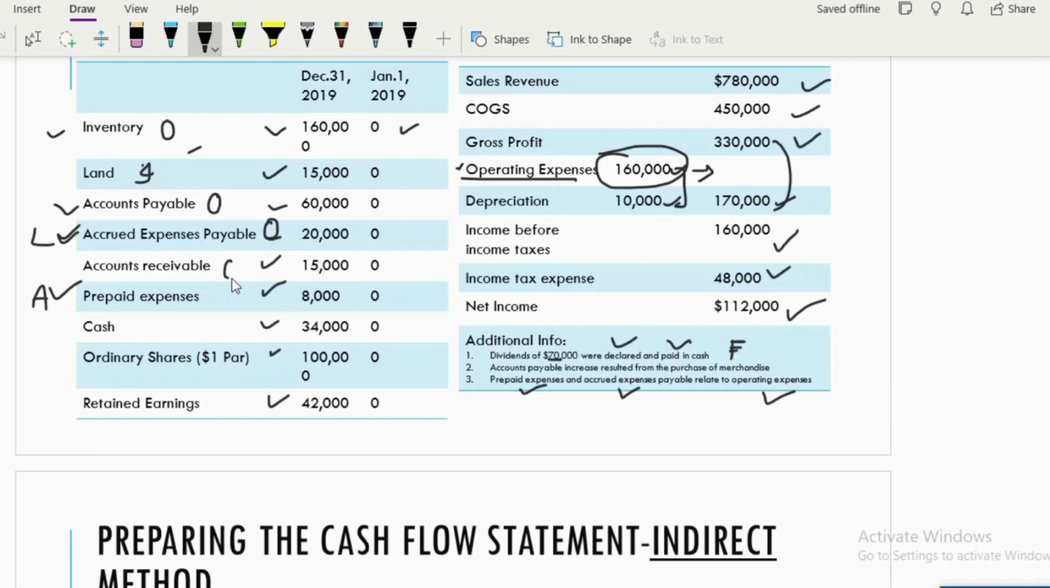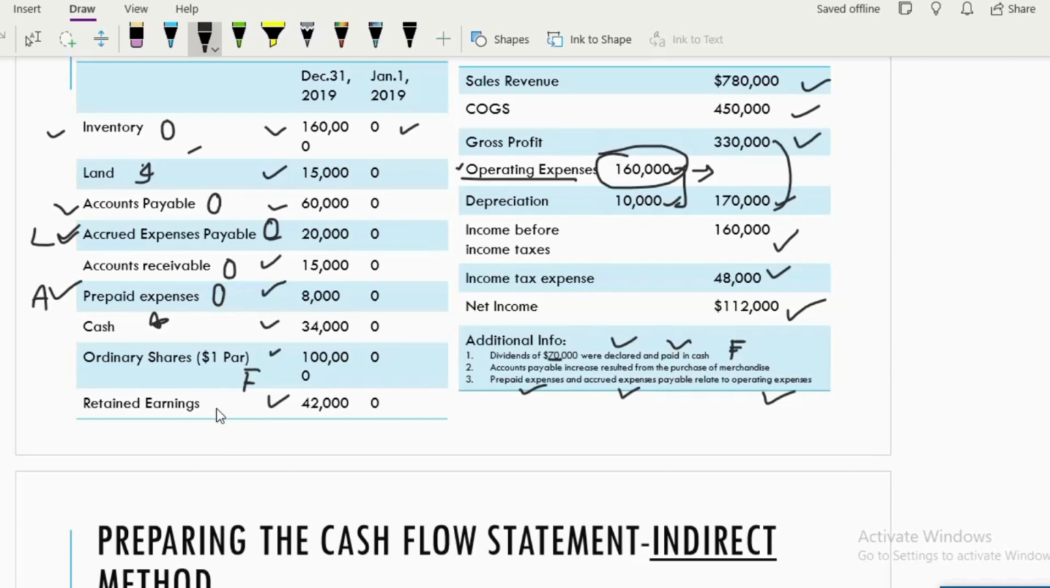Accounts receivable, operating activity because they are current assets. Prepaid expenses, operating activities because they are current assets. Cash, we will be calculating net. Ordinary shares will be part of financing activities, and retained earnings is calculated separately. I'll be showing you how to do that.